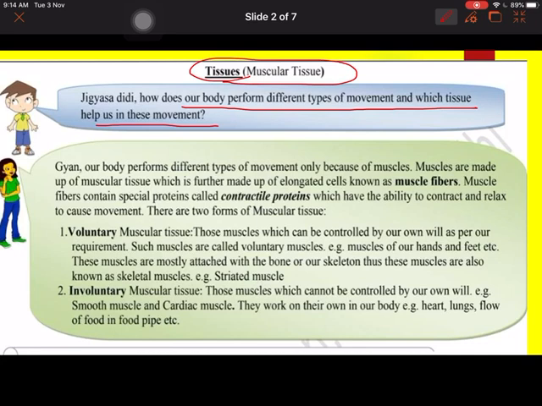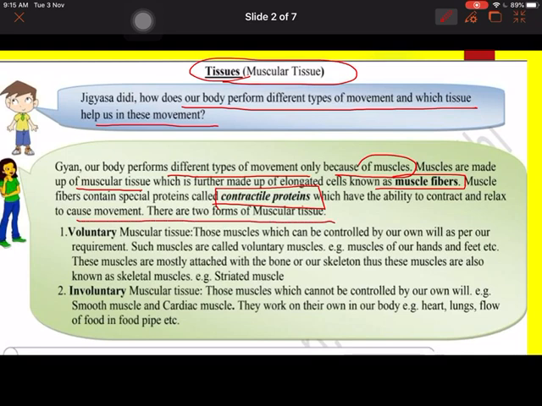है. Jigyasa is saying that different types of movements are possible only because of muscles, and these muscles are made up of muscular tissue. This muscular tissue has special elongated fibers known as muscle fibers, which contain a special protein known as contractile protein, which has the ability to contract and relax and causes the movements.